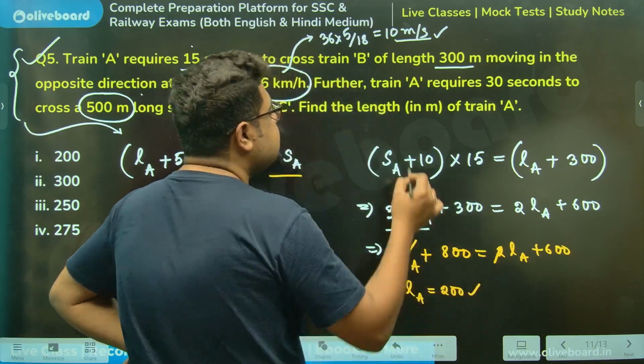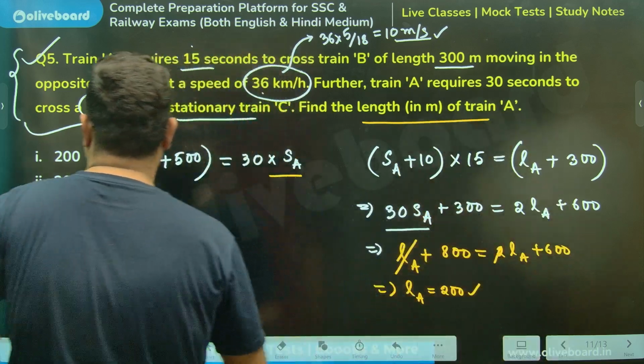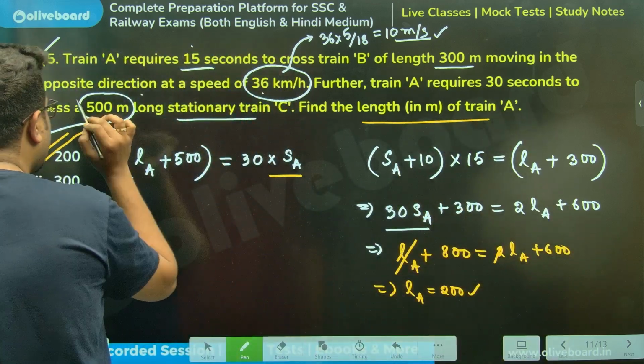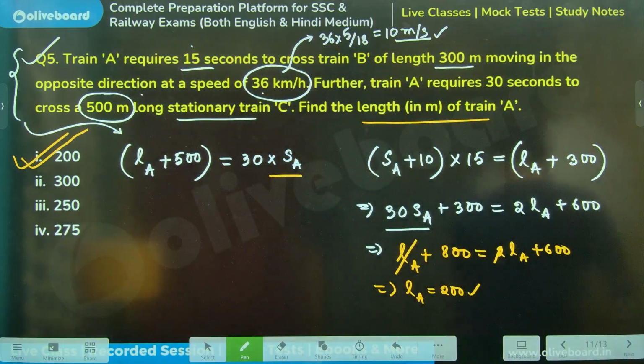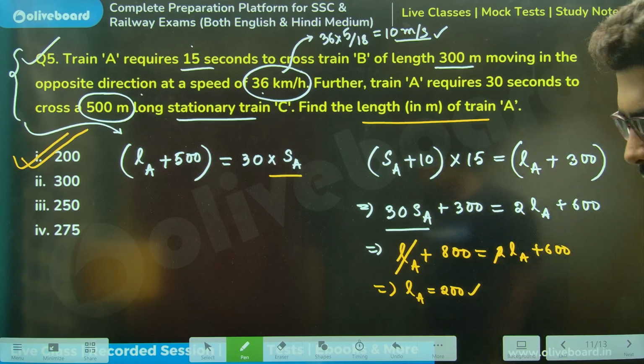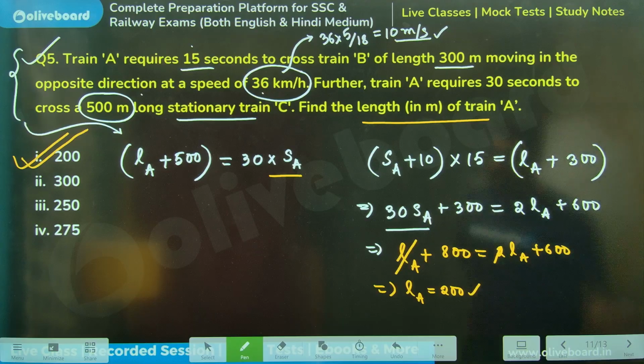What are they asking? Length of train. I got it. Option number 1, 200 meters, is your correct answer. Now tell me whether this is 100% clear or not. This was a very, very good question, and I hope this is 100% clear.